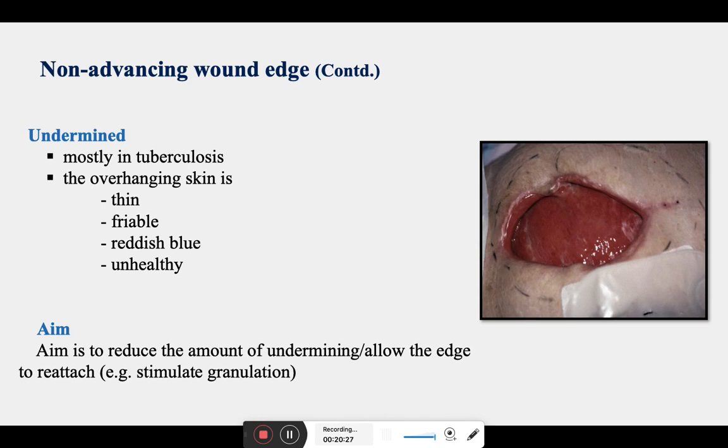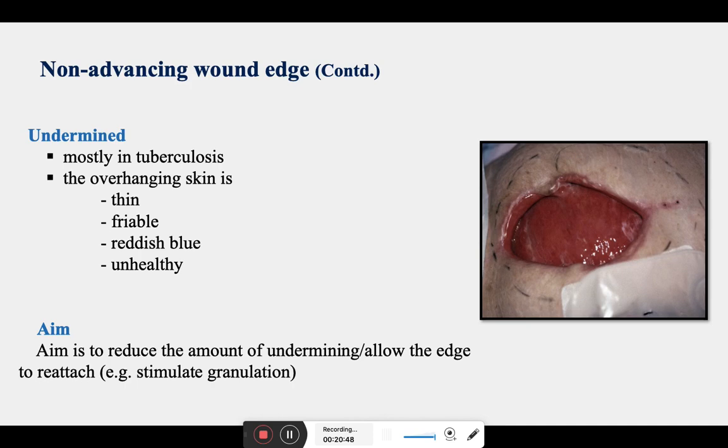So what is the aim? The aim is to convert a chronic wound into an acute wound. And how will you do it? By going for surgical debridement of the margins. And once you have gone for surgical debridement, as I said, you should send the specimen for histopathology examination.